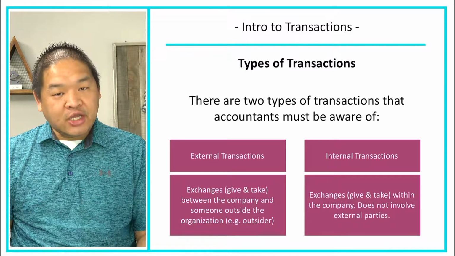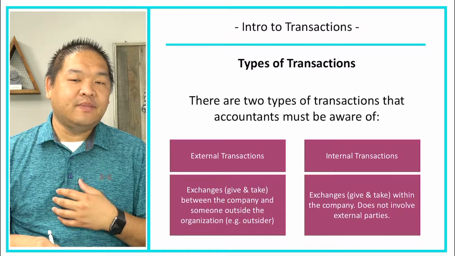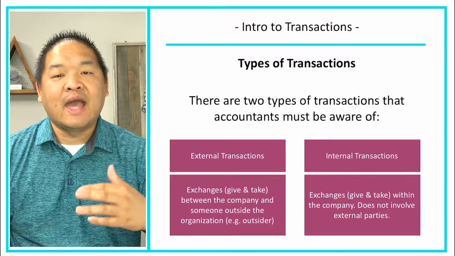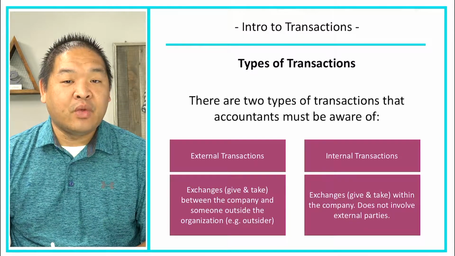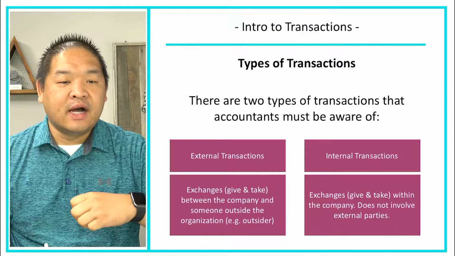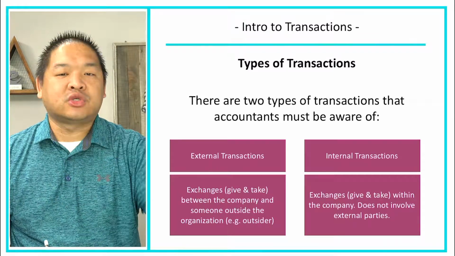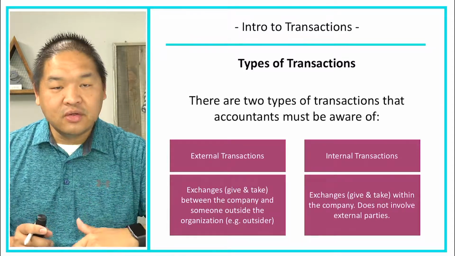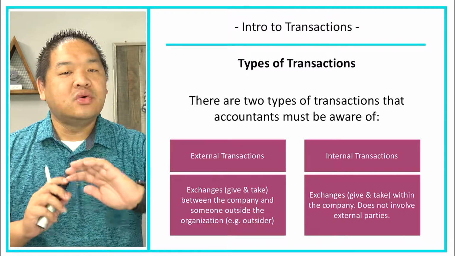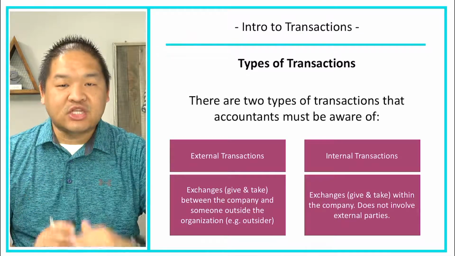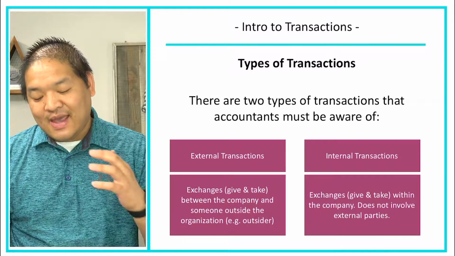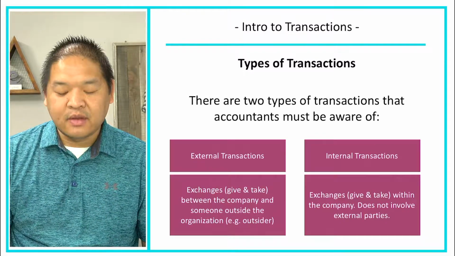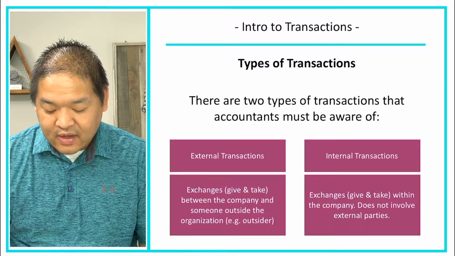External transactions are exchanges, the give and take between the company and someone outside the company, an outsider. For instance, an external transaction would be Coca-Cola delivering a soda to Target. That is an external exchange because Target doesn't own Coca-Cola, and Coca-Cola doesn't own Target. Two independent outsiders are making a transaction together. That's an external transaction. An internal transaction, on the other hand, is an exchange or a give and take within the company. It typically doesn't involve external parties.